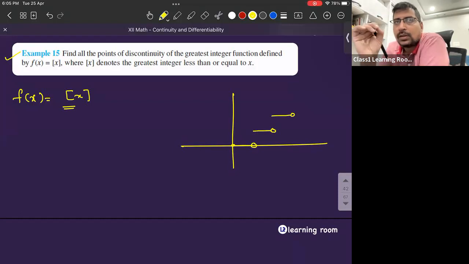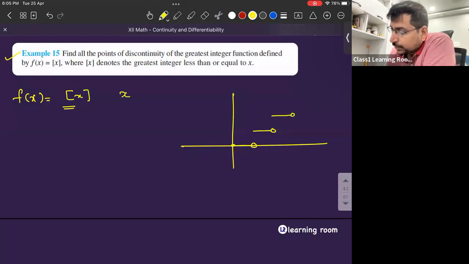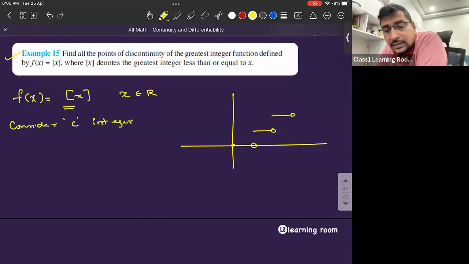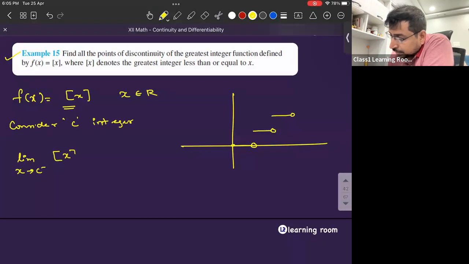Okay. This one, I want everybody to concentrate. Listen to this carefully. What is the domain of this function, x belongs to? Now, what I'll do is, I'll consider c, which is an integer. Observe this. Limit x tends to c minus of greatest integer of x. Concentrate, okay? This is something which is tricky. I want you all to concentrate.